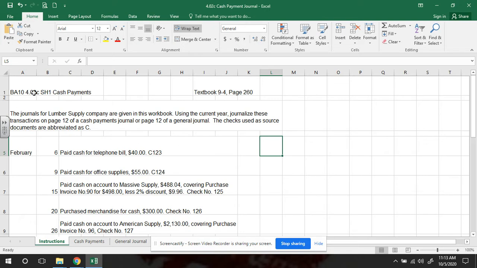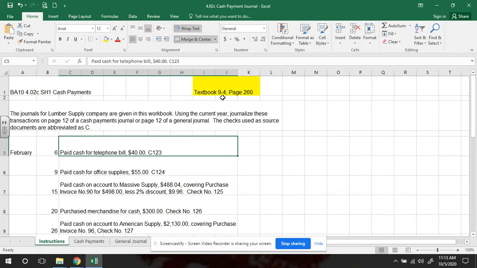All right, so up here in the top, as far as the curriculum goes, it is 4.02C. In the textbook, it is section 9-4, which is on page 260. I'll highlight that for you. Page 260, textbook 9-4. It tells us that we can use either the cash payments journal, the tabs down at the bottom, or we can use the general journal. And I'm just going to show it to you in both of them.